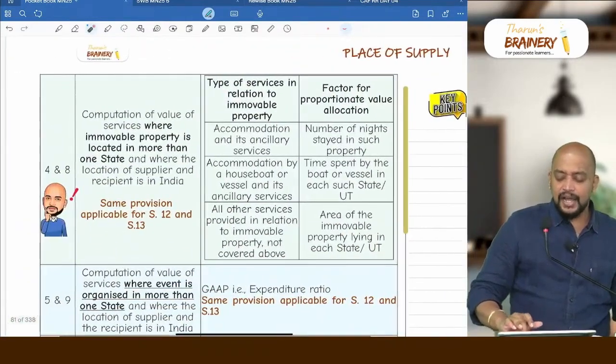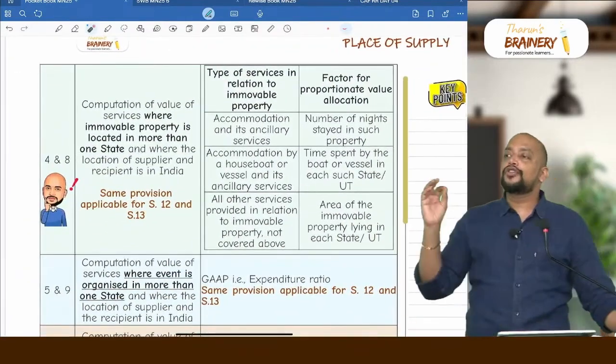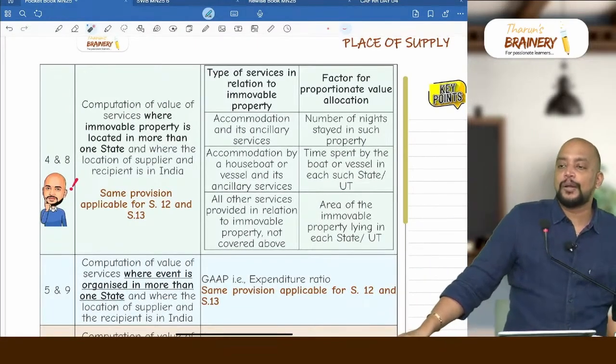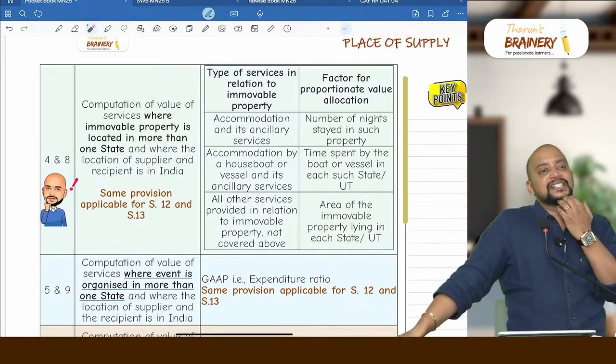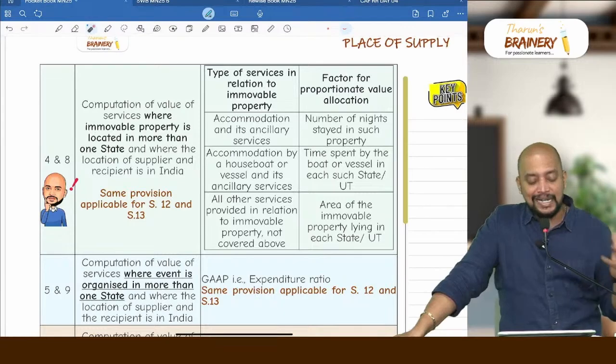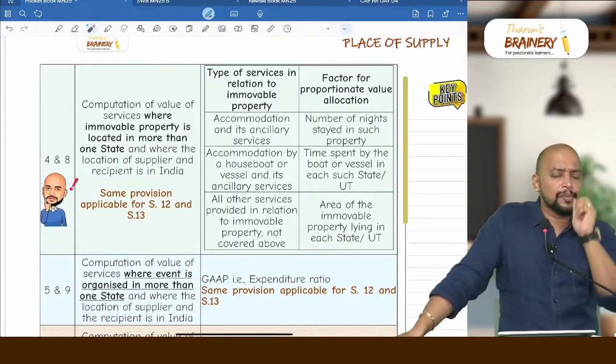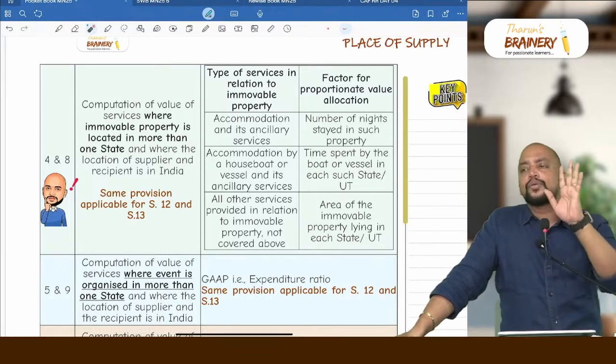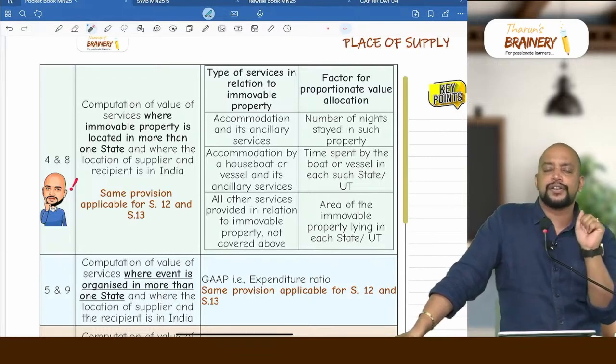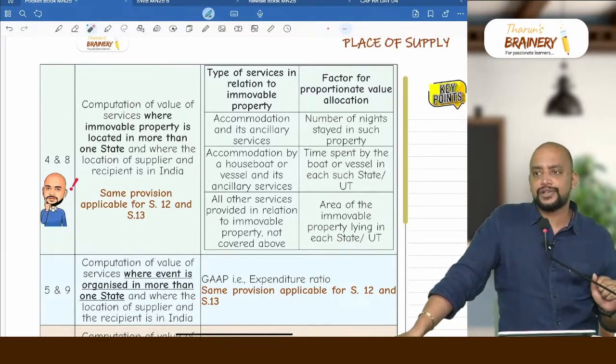Next, then we have Rule 4 and Rule 8. Rule 4 and Rule 8 is in the context of immobile property. So whenever we are providing service in relation to immobile property, what will be taken as a place of supply? Location of immobile property will be taken. What if immobile property is in more than one state? Then Rule 4 and Rule 8 will come. Rule 4 in the context of section 12, Rule 8 in the context of section 13.